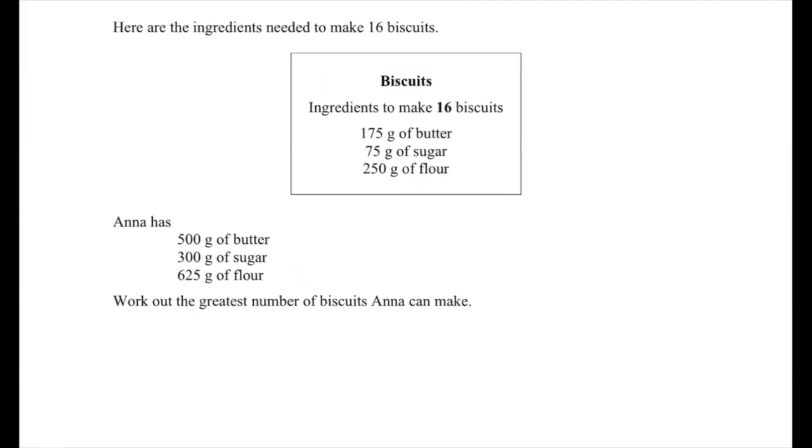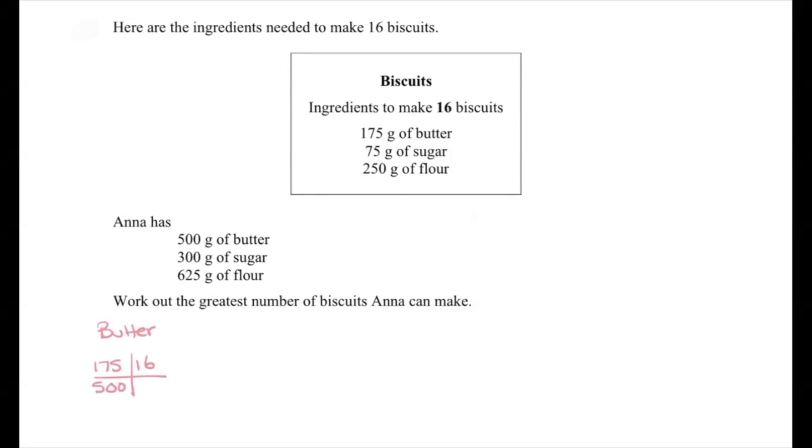So our first question is a recipe question. We're being told how much of each ingredient we need for 16 biscuits, and that we've got a certain amount, and what's the maximum we can make. Now, I like to structure this, putting the fact together. So for butter, the fact is that 175 grams makes 16 biscuits. I've got 500, so I'll put that under the 175.